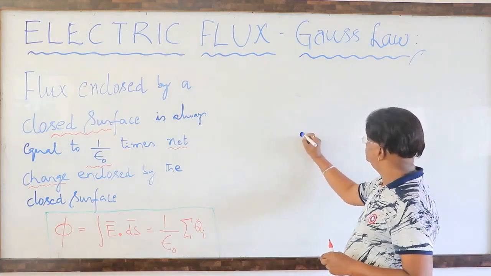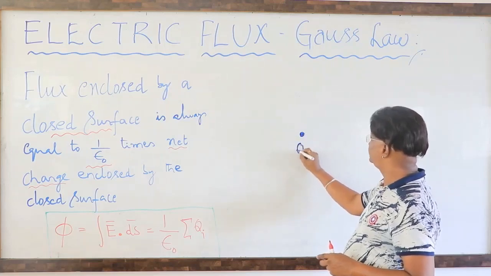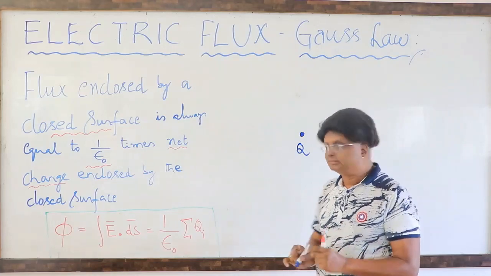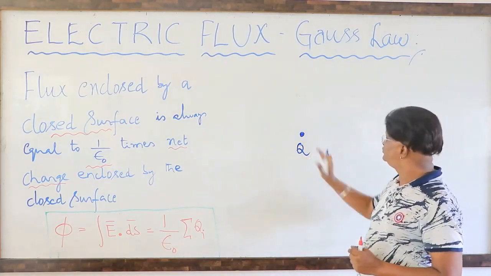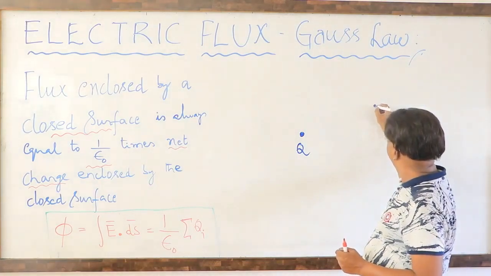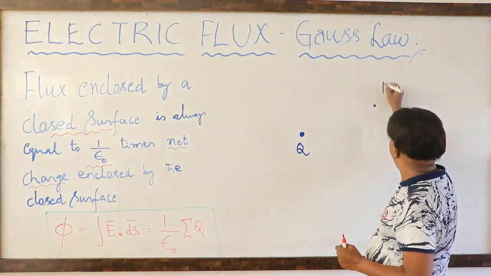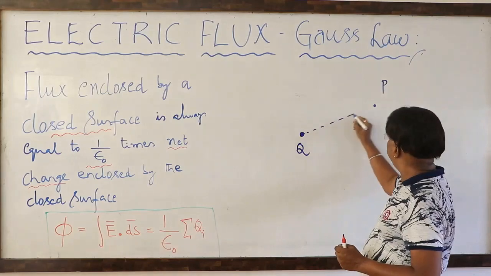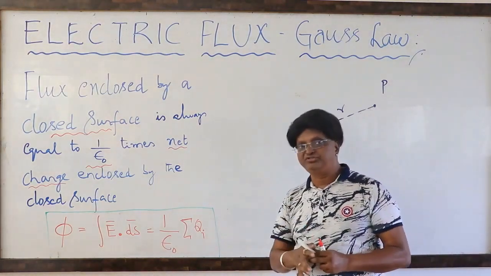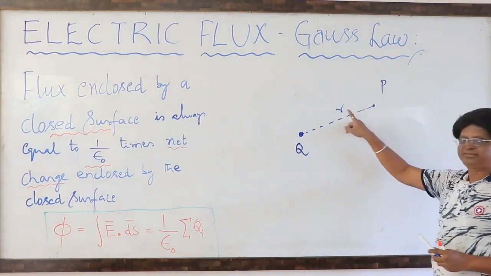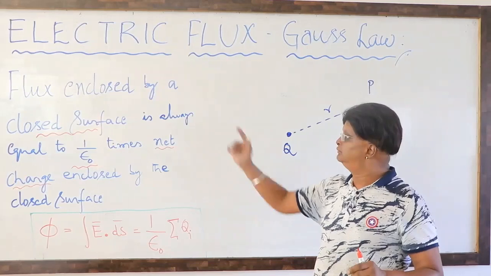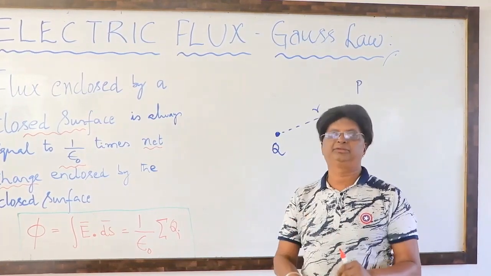Okay. This Q, I call it as Q, a single point charge under consideration. This is a point charge, and somewhere over here I consider some point P which is at a distance R. So this is our situation, a point charge and P at a distance R. Now what we do is that we now imagine a closed surface.